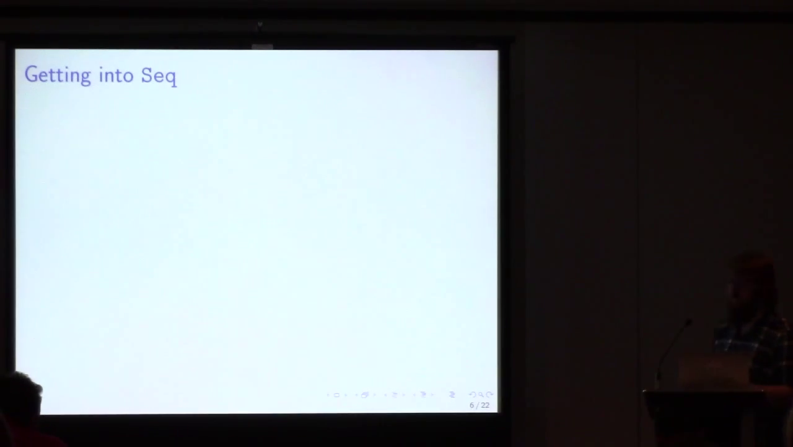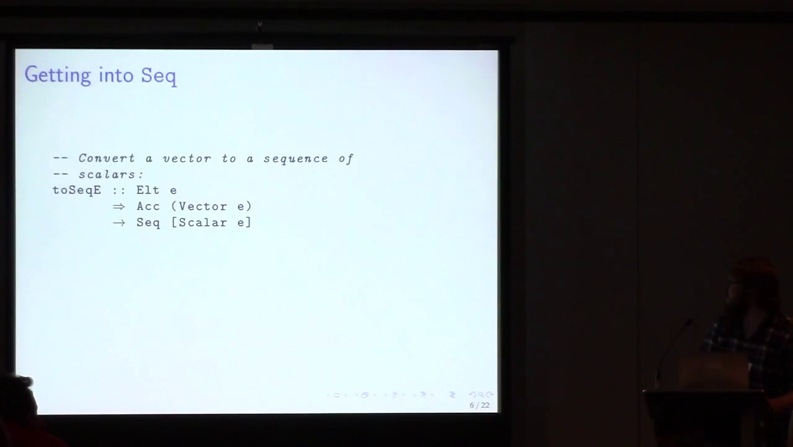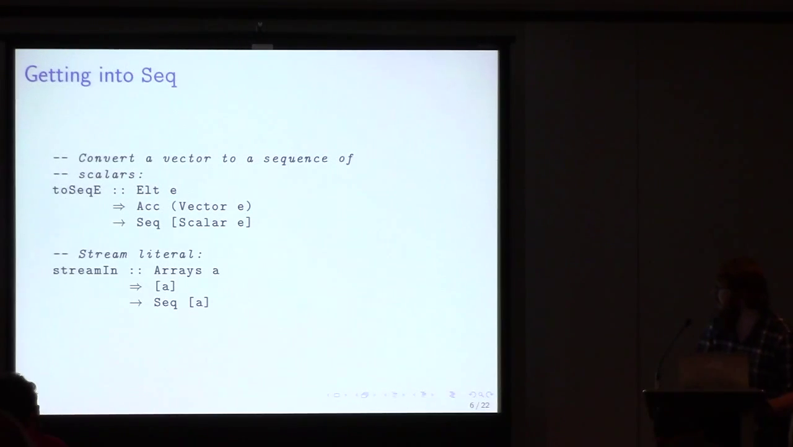Okay, so now I'll go into depth with the different combinators we support. So how to construct something of type Seq. The easiest way is just to take an Accelerate vector and convert it into a sequence using toSeqE. And the other way is to use streamIn. So this can be used for a number of different things. For example, if you read frames from your webcam or something like that, you can stream it into Accelerate as an Accelerate stream sequence like this.